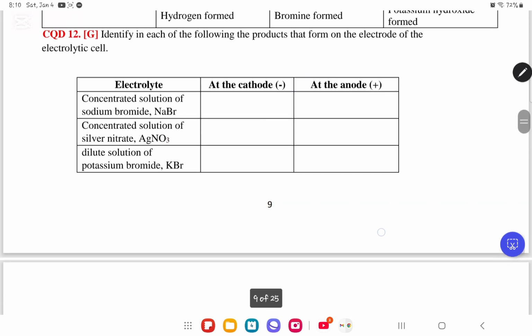If we move on to CQD number 12, let us just fill in the blanks based on what we know. So concentrated solution of sodium bromide, we know bromide is strong, so at the anode bromine is going to form. Whereas at the cathode, we know Na is weak, it is not going to form. Instead, hydrogen will form.